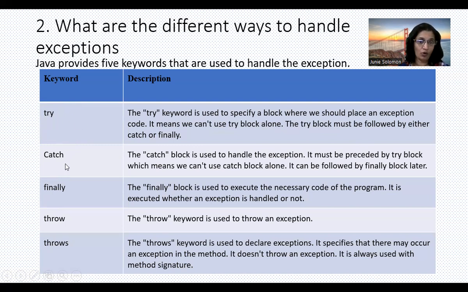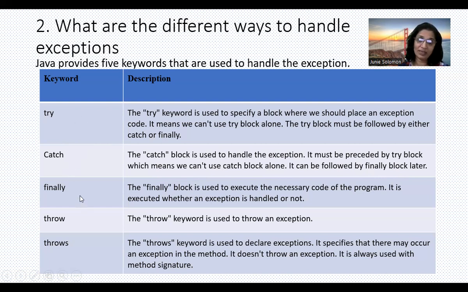So whenever there's a problem, you should write it inside the try. Immediately catch will follow. The catch block is handling the exception. It must be preceded by the try block, which means we can't use a catch block alone. It can be followed by a finally block also later. So if there is a problem in try, immediately catch will be called. You can even write finally also.